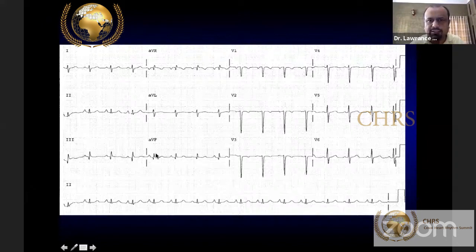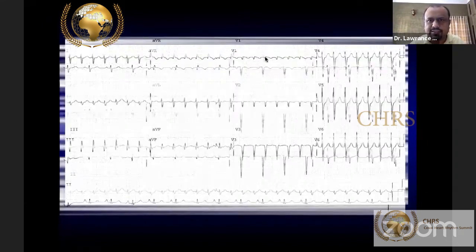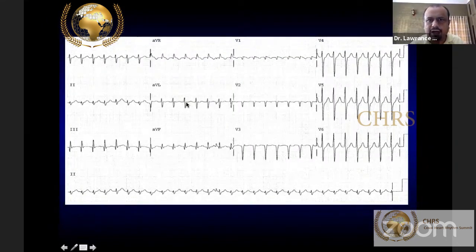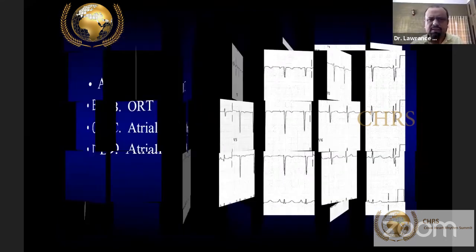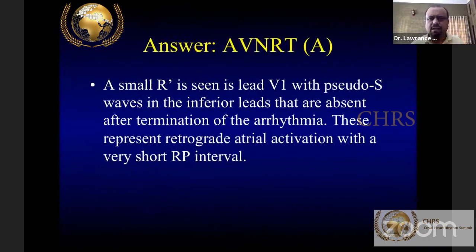So if you look at the tachycardia ECG, we call this a pseudo R and we call this a pseudo S. These pseudo R and pseudo S waves are nothing but your retrograde P waves. Your P waves are coming just after the QRS and they are altering the morphology of the QRS. We call them a pseudo R and pseudo S. When you see this pattern, it is typical of AV nodal reentry. This is so typical. You can see the small pseudo R in V1 and pseudo S waves in the inferior leads. This is so typical of AV nodal reentry.